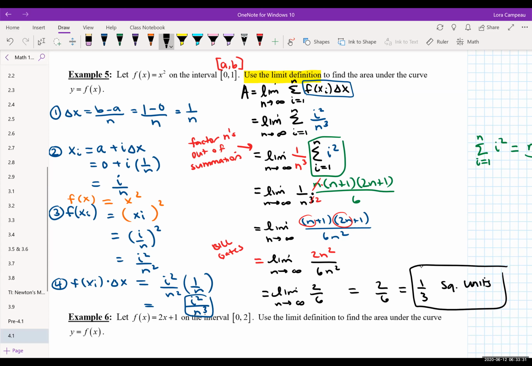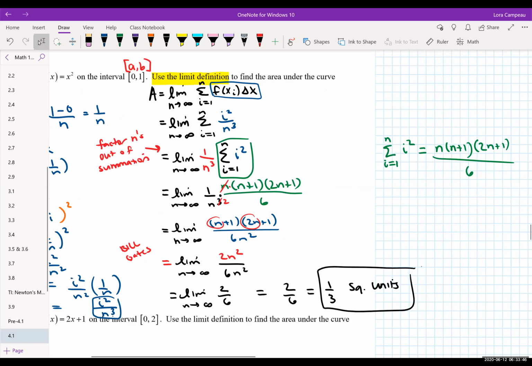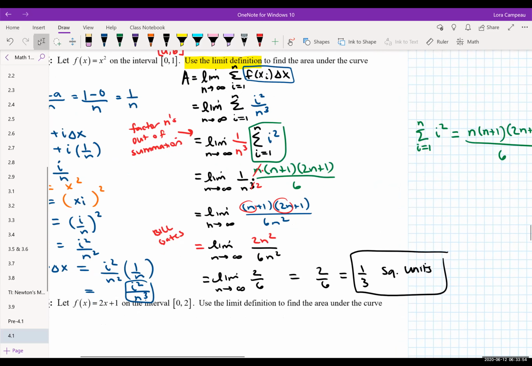So just remember, there's preliminary work. Once you have the preliminary work, it's a limit of a summation. And usually it involves factoring out the n's so that you can utilize one of those formulas for a sum of a constant, a sum of a linear term or a sum of a square or cube. Once you can replace that into the formula, it's all limit calculations.